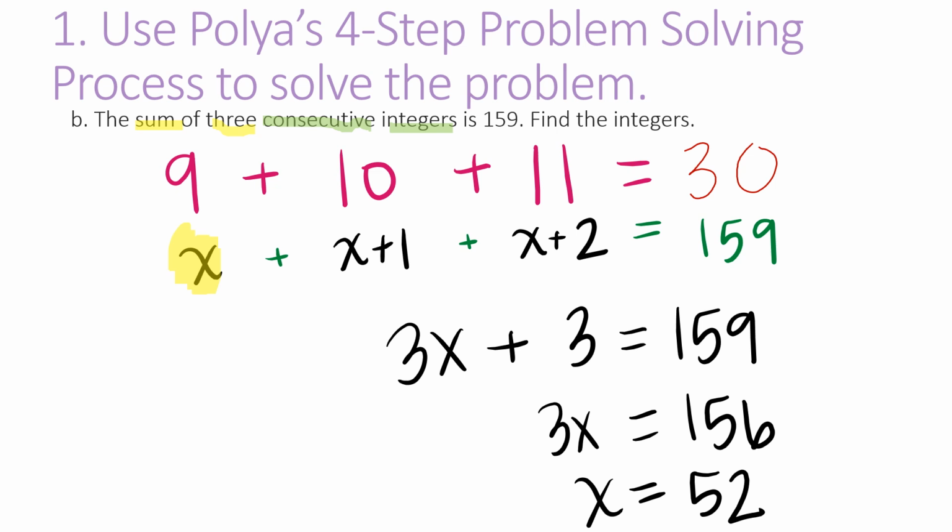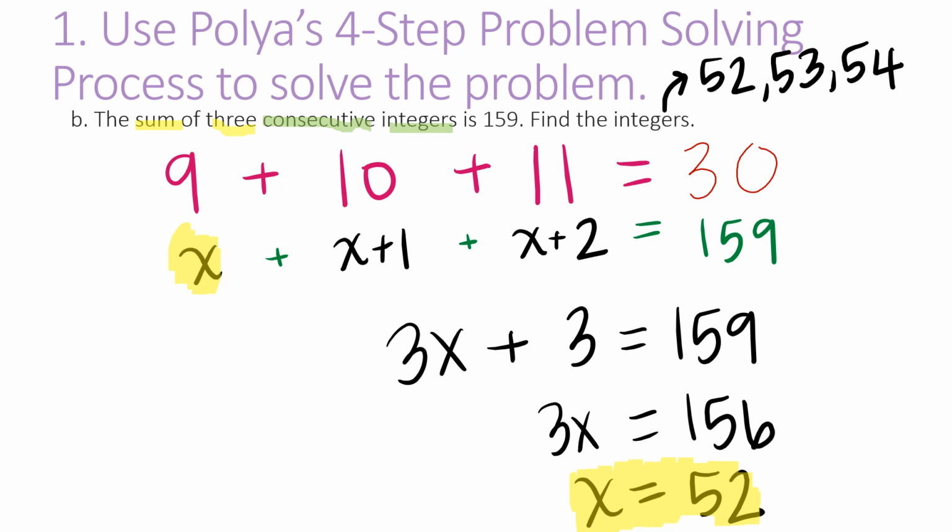All right, so now I know what x is. X is 52. That's the first consecutive integer. So what comes right after 52? 53. What comes right after 53? 54. Now grab your calculator, check and make sure that 52, 53, 54, when you add them together, they add to 159. Let's check together. 52 plus 53 plus 54. Yep, that adds to 159. So our 3 consecutive integers are 52, 53, and 54.